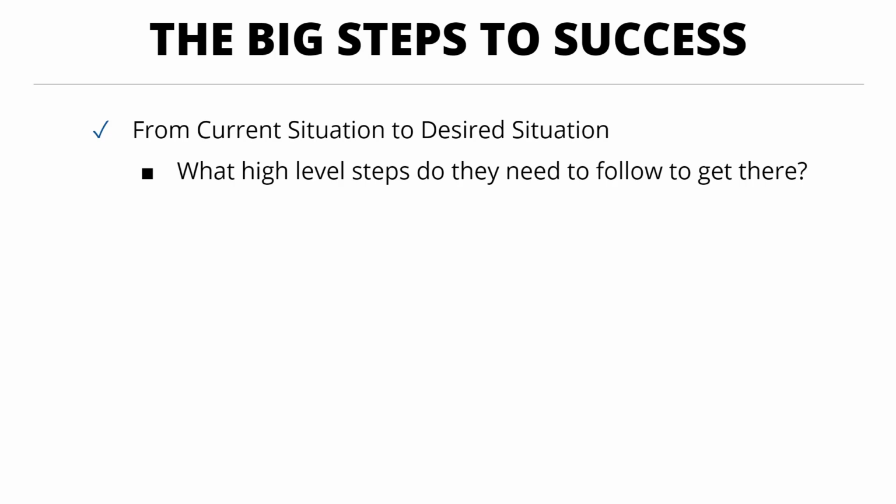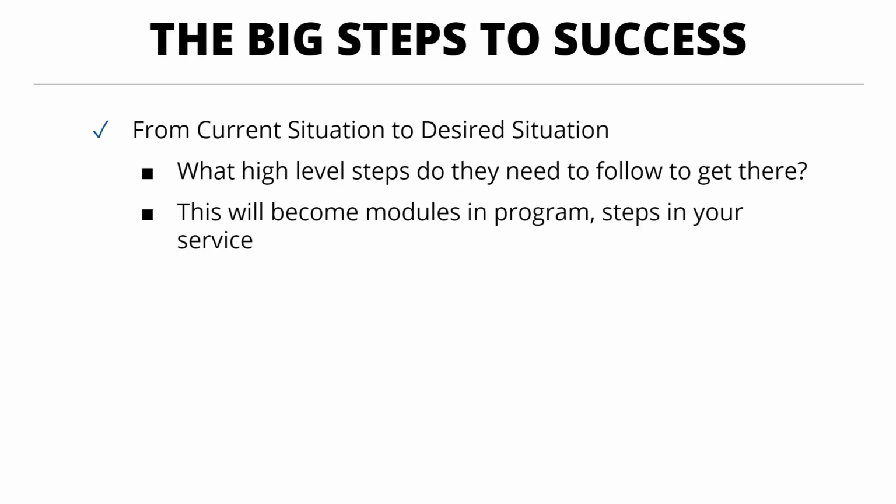So the high-level steps are what they need to follow to get to where they want to go. If you're offering a coaching program, these are steps that they're going to be taking with your help. Or if you're offering a done-for-you service, then these are the steps that you're going to perform for them to help them make that transition. If you're trying to get clients for your coaching program, then these high-level steps will become the modules in your program. If you're doing an agency, like a done-for-you service, then these are the steps in your service that you are going to perform to help your client go from current situation to desired situation.